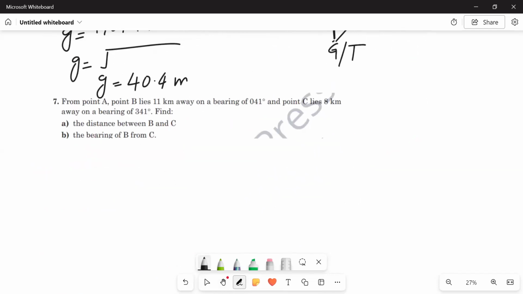Okay. Now from point A, point B lies 11 kilometer away on the bearing of 41 degree. And point C lies 8 kilometer away on the bearing of 341. Find the distance between B and C and the bearing of B from C. Bearing of B from C.